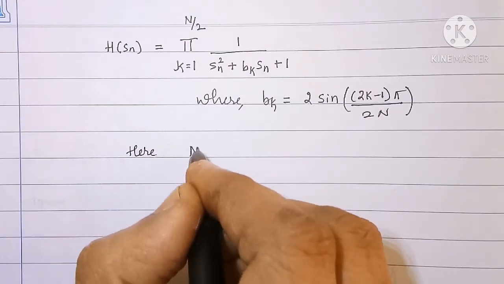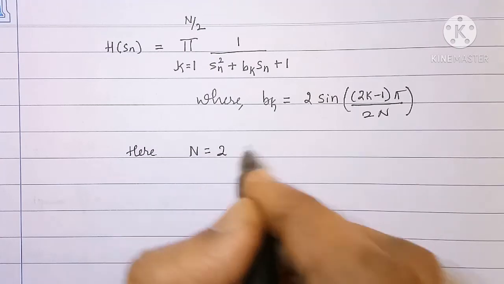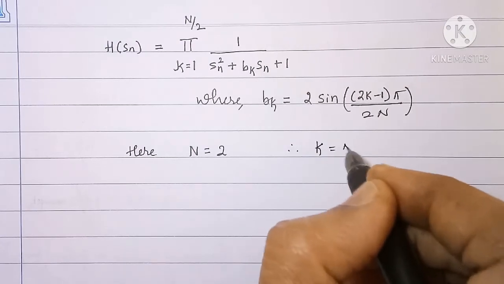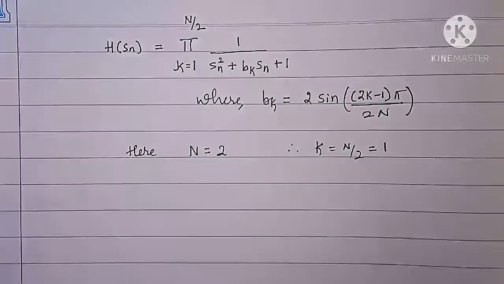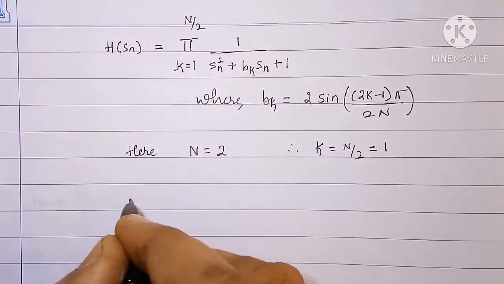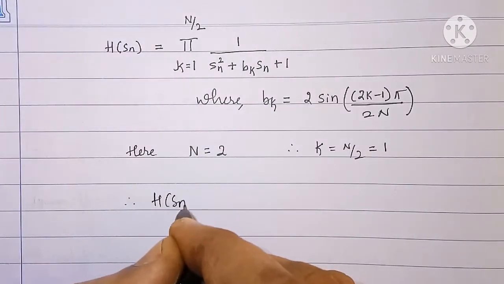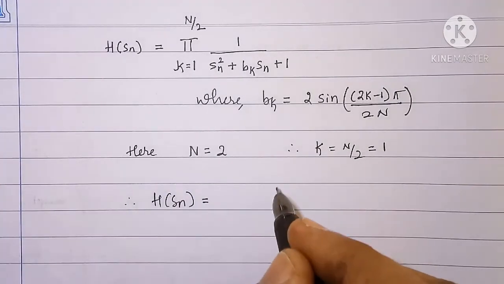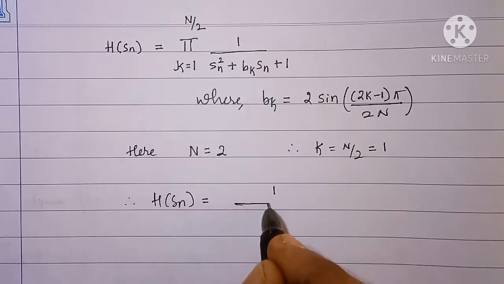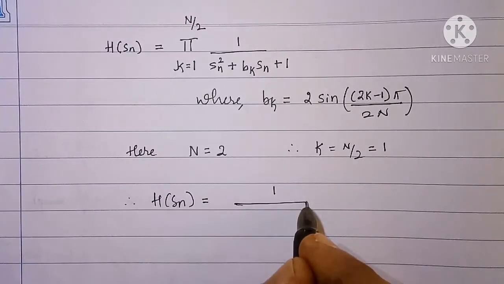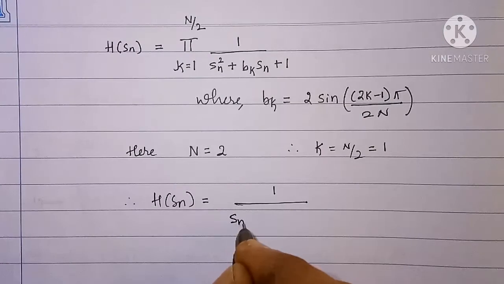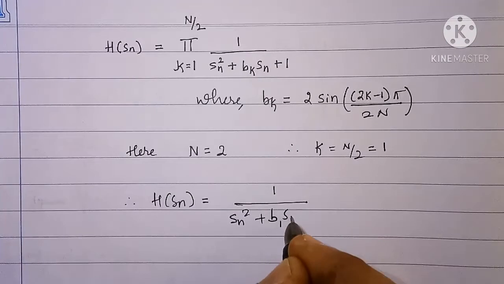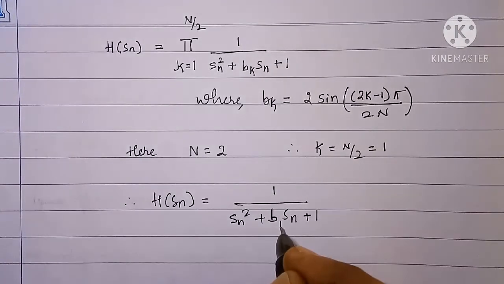Here n is order of the filter and we have found it as 2. Therefore k becomes n by 2 equal to 1. Therefore h of Sn is equal to one upon Sn square plus b1 into Sn plus 1, because k value is 1 here.